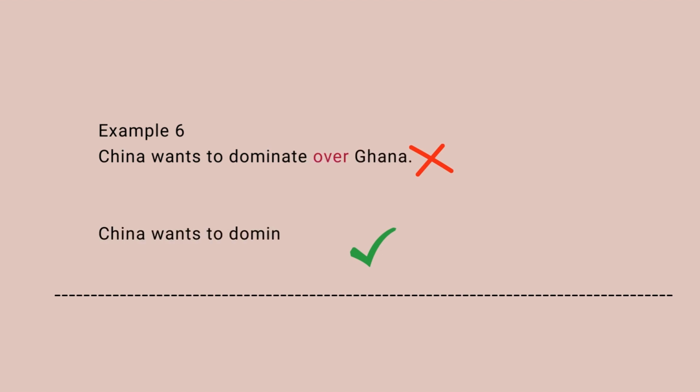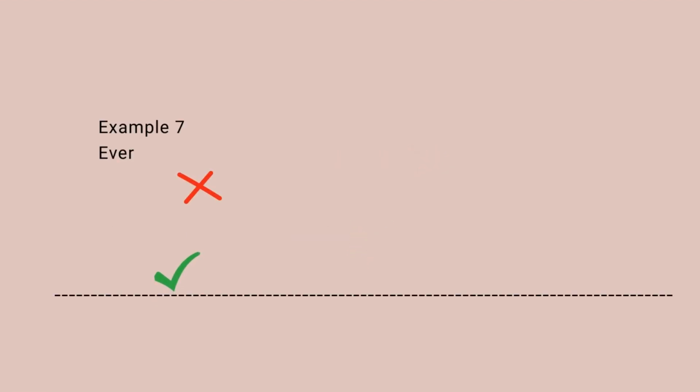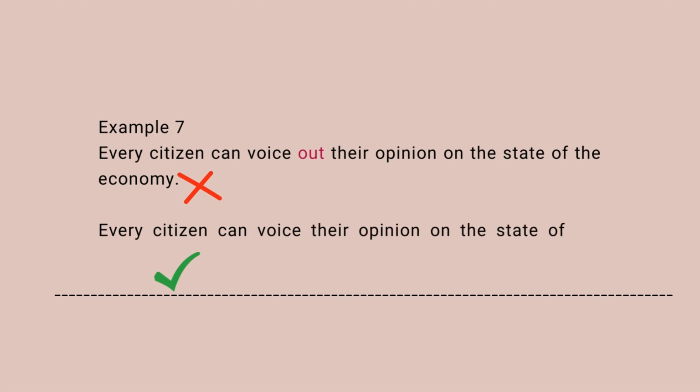Alright. The next example: China wants to dominate over Ghana. Dominate does not need any preposition, so the sentence should simply be: China wants to dominate Ghana. The next example. Every citizen can voice out their opinion on the state of the economy. Voice does not need any out. Do not voice out. Always voice your opinion. So the sentence should be, every citizen can voice their opinion on the state of the economy.